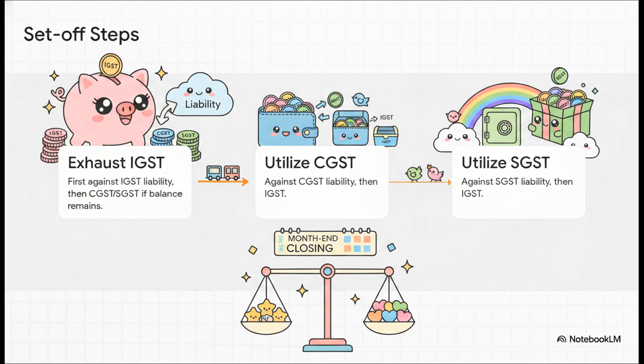To make your life easier, just summarize this chronological puzzle into 3 actionable steps for month end. Step 1. Always completely exhaust your input IGST first against your IGST liability. If there is a leftover balance, allocate it to CGST or SGST. Step 2. Utilize your input CGST against your CGST liability and push any remainder to IGST. Step 3. Utilize your input SGST against your SGST liability and then IGST. If you follow this exact flow, your balance sheet will match up beautifully every single time.